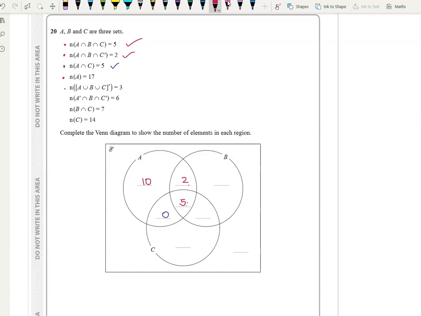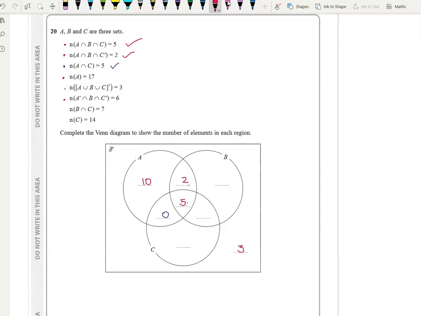Next one, N of A union B union C complement. So it is outside A union B union C. Outside all the three sets we have 3. So we can write here the number of elements is 3.